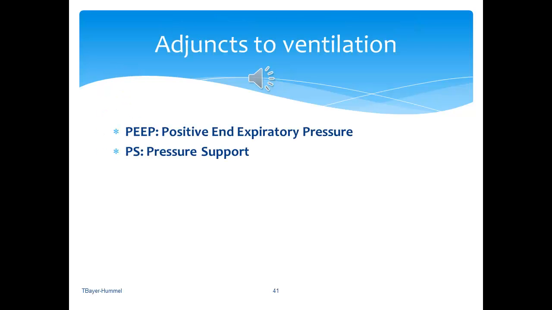Adjuncts to ventilation: PEEP, positive end expiratory pressure. This is pressure that is given at the end of expiration to promote gas exchange at that point. Pressure support, also pressure, generally given during the inspiratory cycle to help to decrease the work of breathing and help facilitate gas exchange.